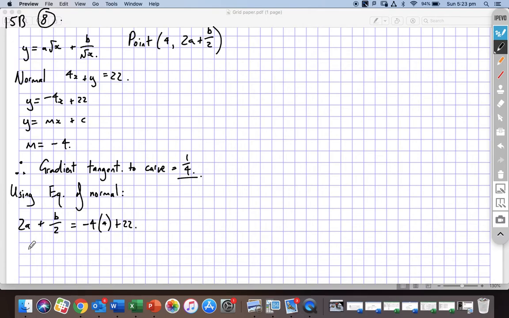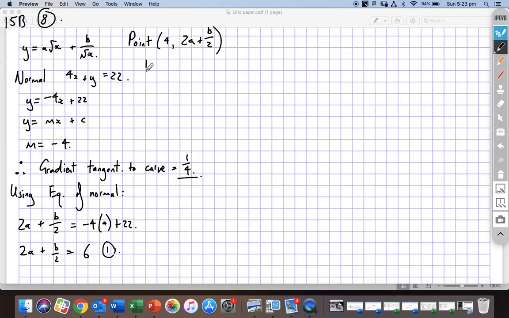All right, so 2a plus b on 2, that's minus 16 plus 22 equals 6. And I think I'm going to need that equation later. I'm going to just give it a little label, equation 1.